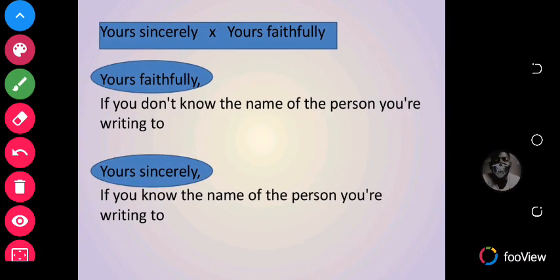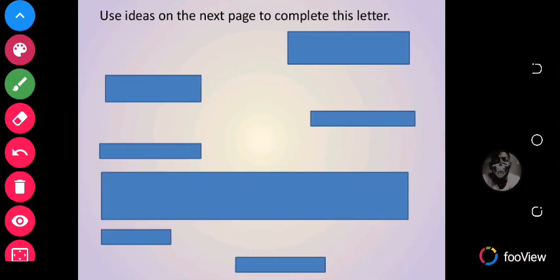So yours faithfully if you do not know the name of the person you are writing to. Yours sincerely if you know the name of the person you are writing to. So bear in mind that if you are ending a formal letter and you do not know the name of the person you are writing to, you use yours faithfully. But if you know the name of the person you are writing to, you use yours sincerely. So bear that in mind for your essays.